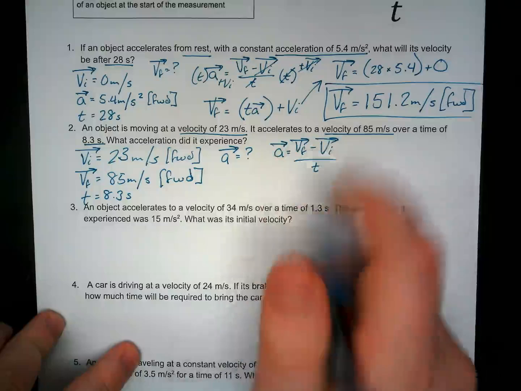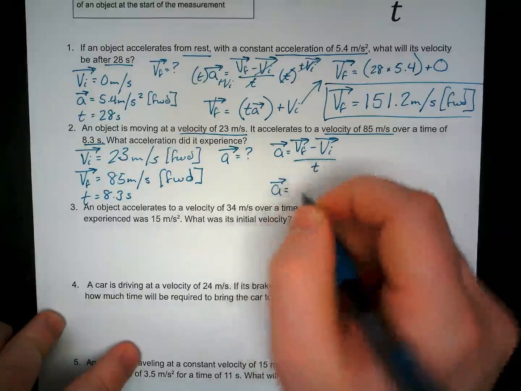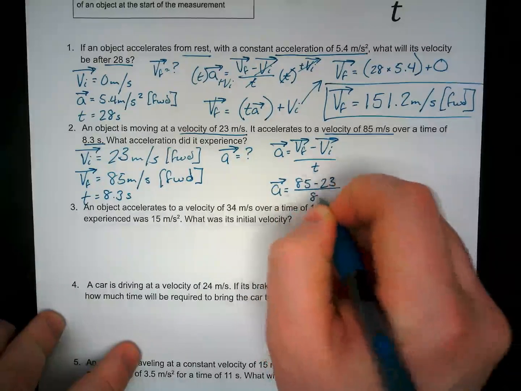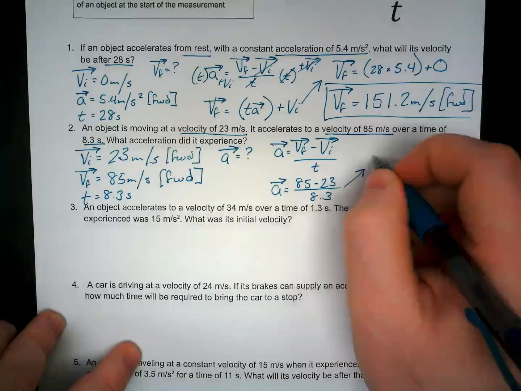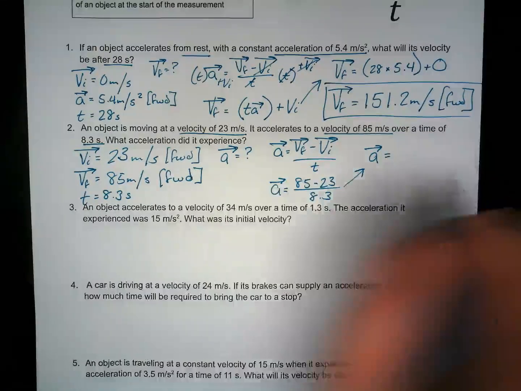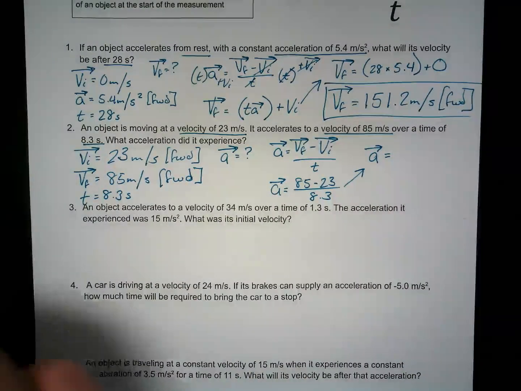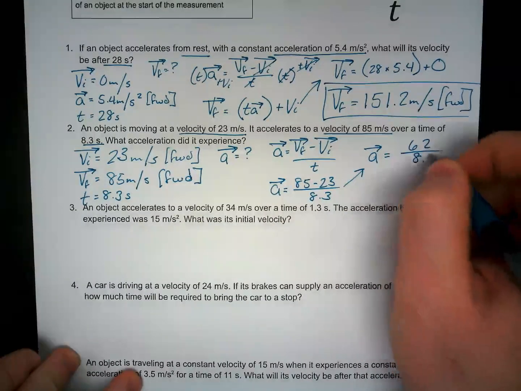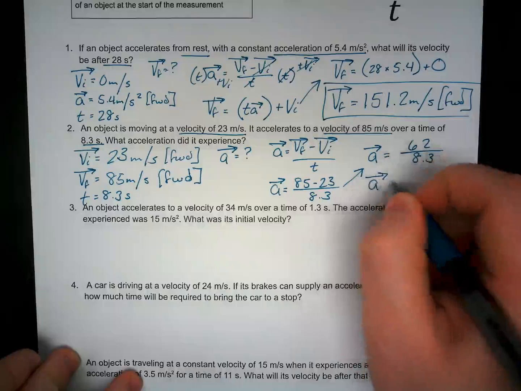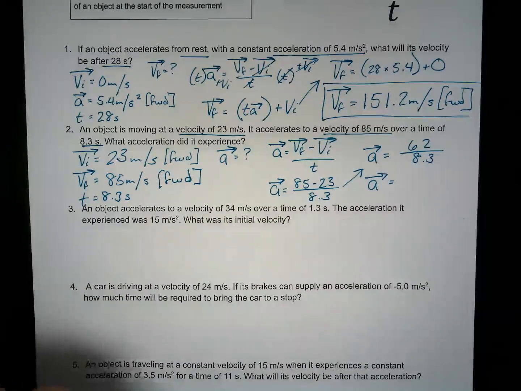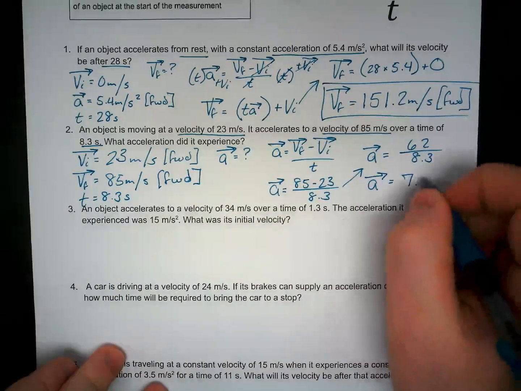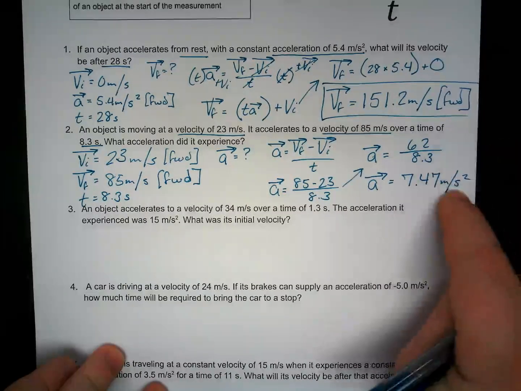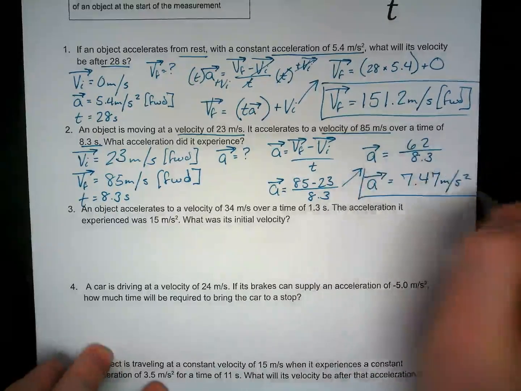Okay, so there it all is. I'm going to plug everything in. So then it's going to be 85 minus 23 over 8.3. So 85 minus 23 becomes 62 divided by 8.3. And 62 divided by 8.3 is going to give me 7.47 meters per second squared. Squared because it is acceleration, here forward.